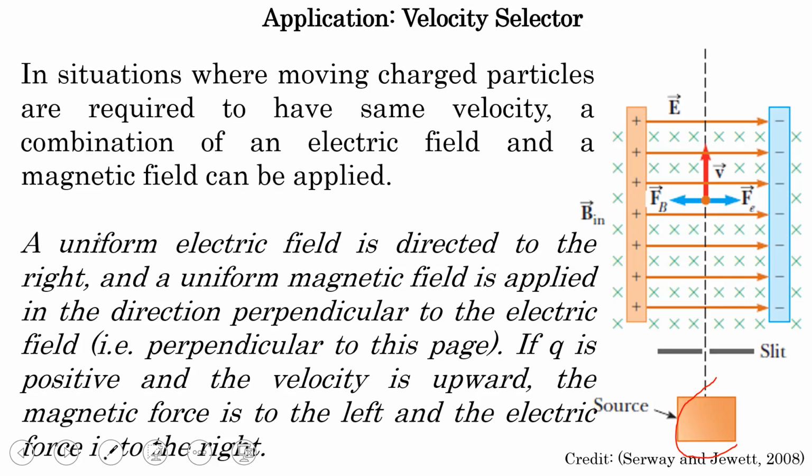It is only charges that have a certain velocity V, which when multiplied with the charge Q, cross multiplied with the magnetic field B, will give you a magnetic force FB equal in magnitude to the electric force FE, such that both forces will cancel out, and the charged particle will move up straight, undeflected.